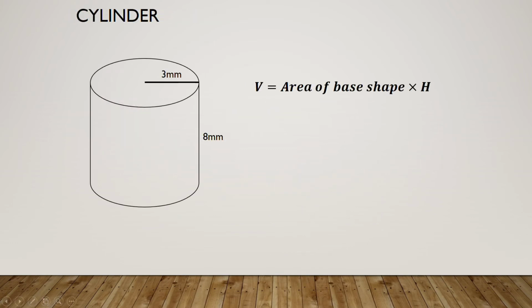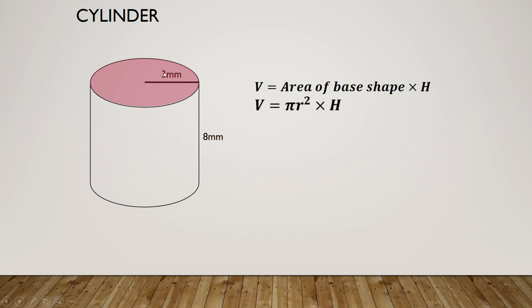cylinders. Okay, your cylinder is, again, the same type of formula, so the area of the base shape times the height. The base shape is a circle. So basically I'm going to be saying, what's the area of a circle? It's pi r squared. So the formula for the volume will be pi r squared times height. So there it is, pi r squared times height.